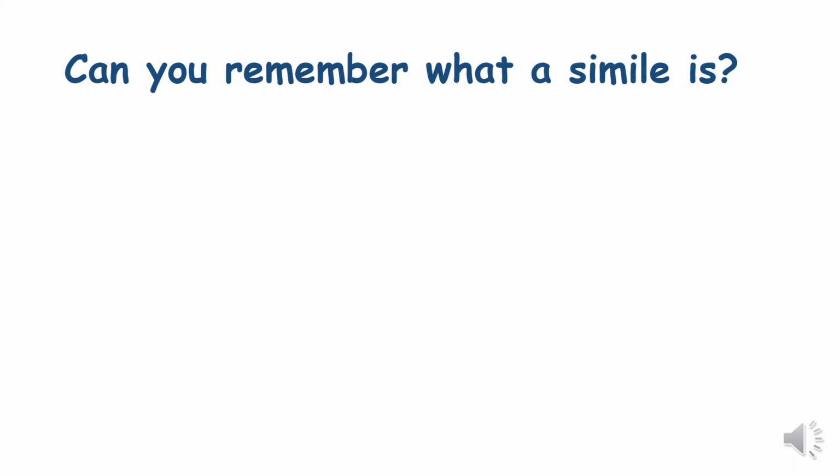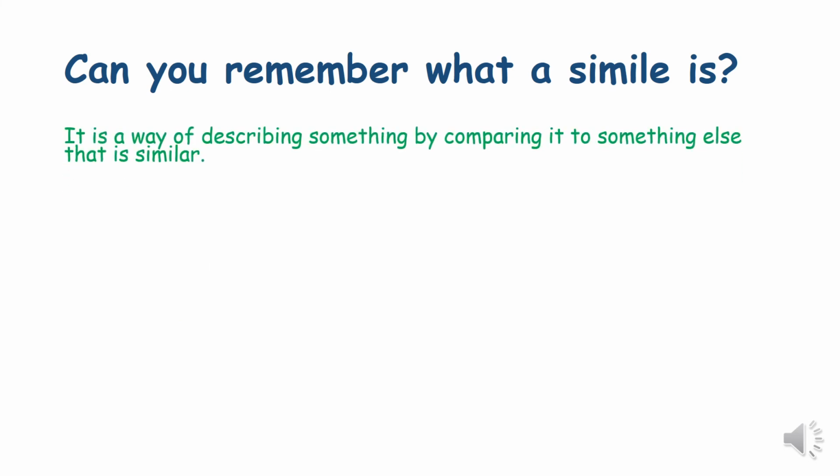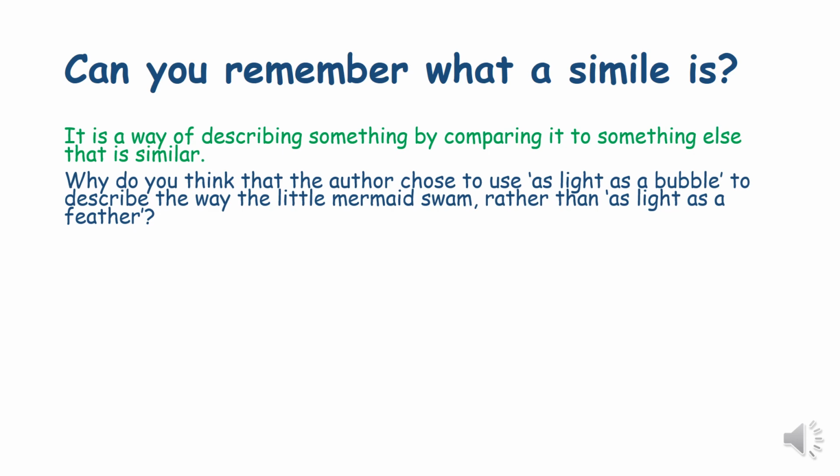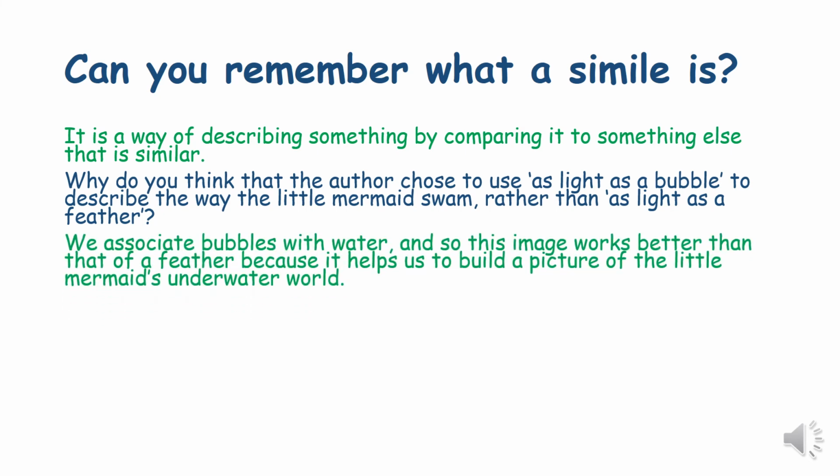Can you remember what a simile is? That's right, it is a way of describing something by comparing it to something else, that it is similar. So why do you think the author chose to use as light as a bubble to describe the way the Little Mermaid swam rather than as light as a feather? Why do you think the author did this? Let's have a look. So we associate bubbles with water, and so this image works better than that of a feather because it helps us to build a picture of the Little Mermaid's underwater world.